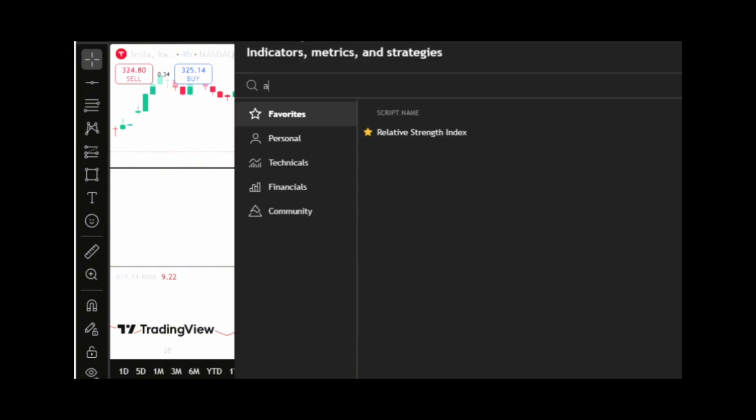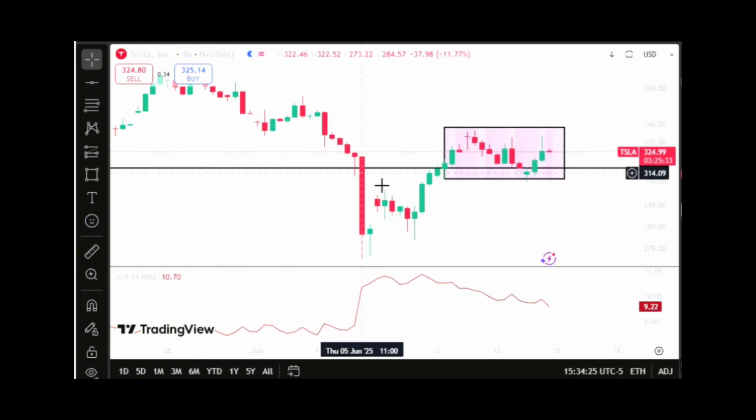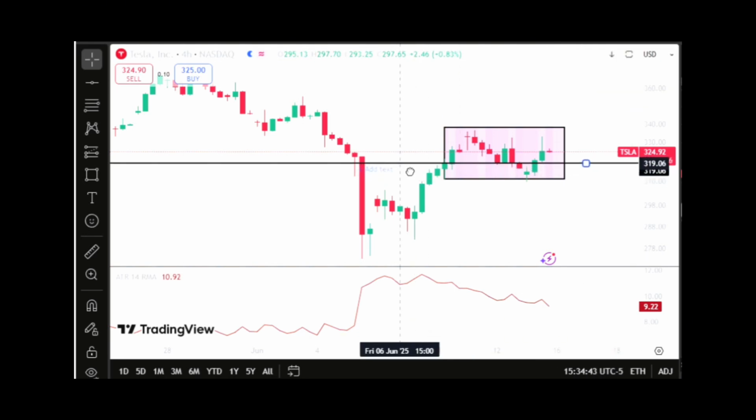On TradingView, go to the Indicators tab, search ATR, and add it to your chart. Now pay attention. The ATR value updates based on your cursor position. So to get the most accurate reading, either place your cursor all the way to the right or completely off the chart. Let's say you're looking at Tesla and the ATR shows $9.76. You want to place your stop loss just below a swing low. That low is right now $318.76.